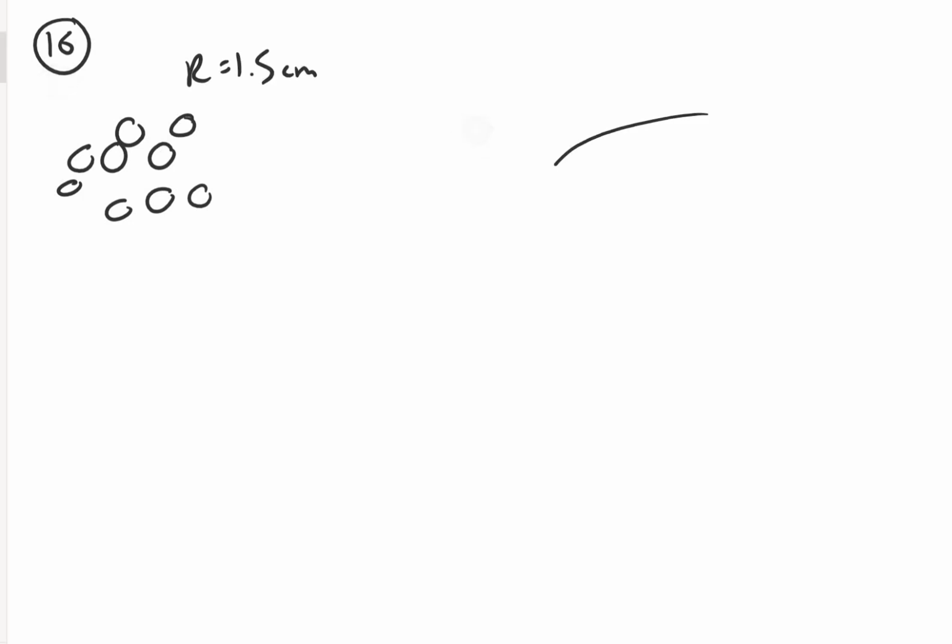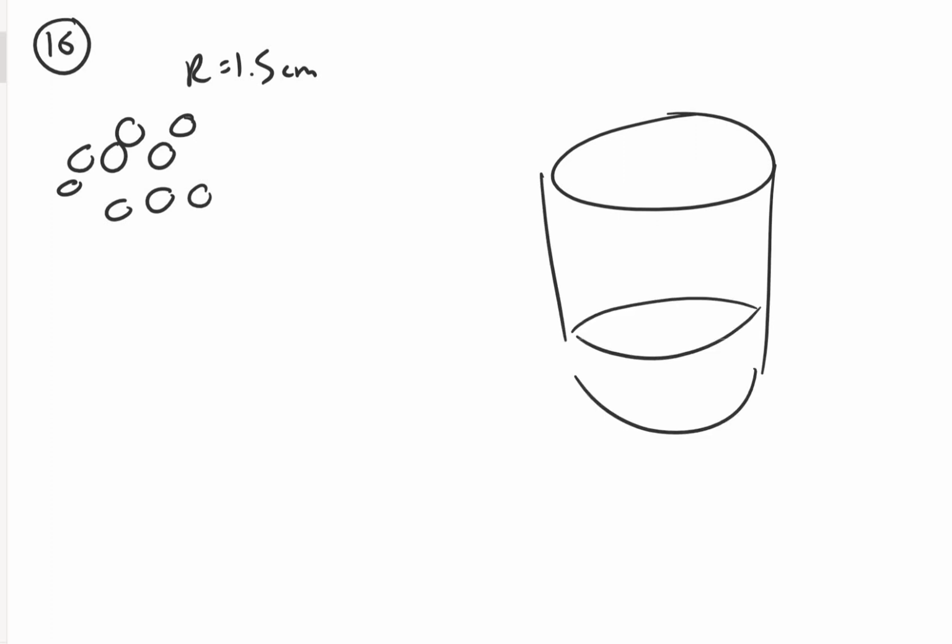Okay, 16. 9 solid spheres. So 1, 2, 3, 4, 5, 6, 7, 8, 9. 9 of them with radius 1.5 centimeters were all dropped into this container filled with water. There they are going in. 1, 2, 3, 4, 5, 6, 7, 8, 9. Water rises, obviously.